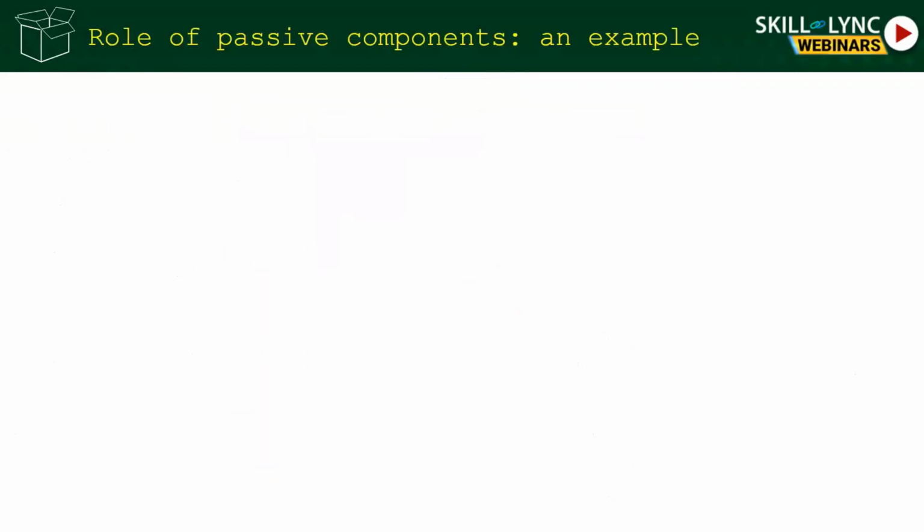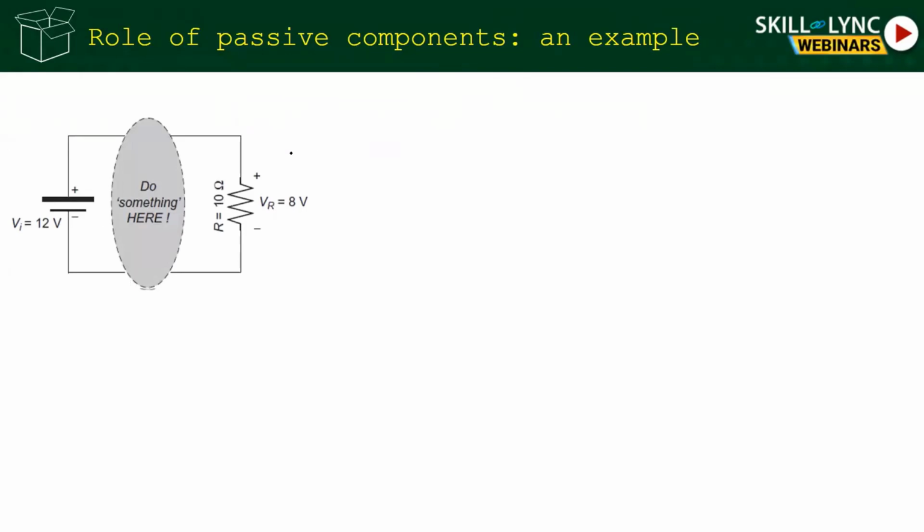I'll take another example which relates to the role of passive components like inductors and capacitors. I have a problem like this. I have a DC voltage. This is fixed at 12 volts, right? So this is the source. This source needs to feed a load, but the desired voltage there is 8 volts. So there is a clear mismatch between the source voltage and the load voltage. So we are required to do something here.